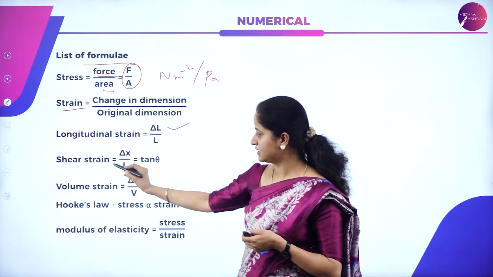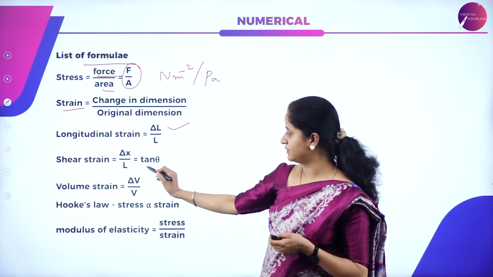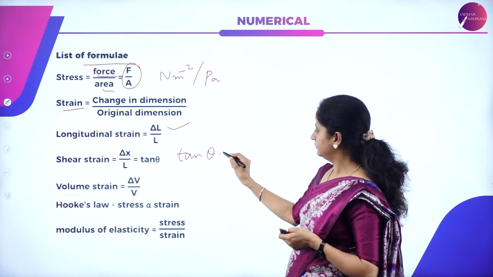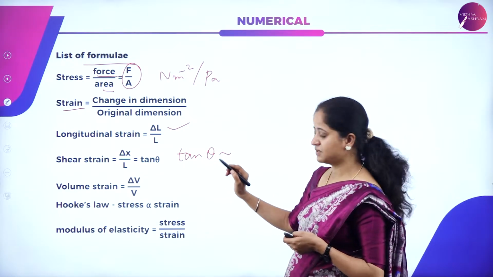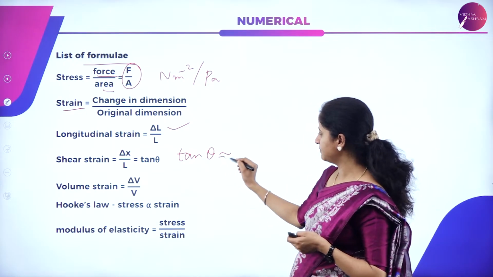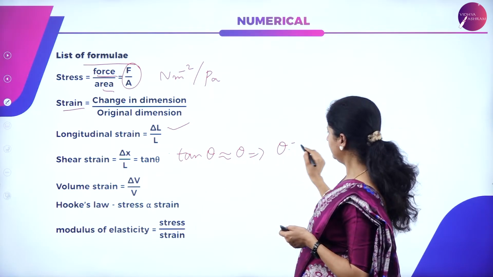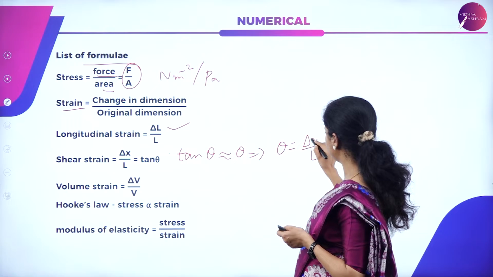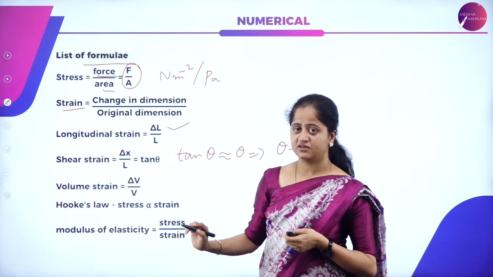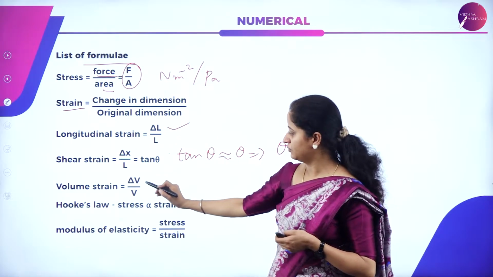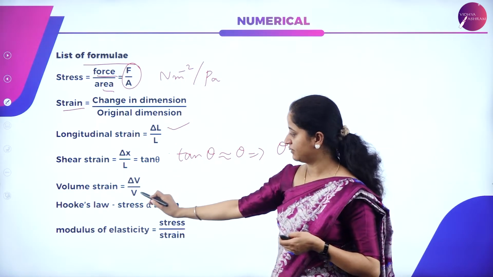Next is shearing strain. It is given by delta x by L, which is equal to tan theta. Since the angular displacement is very small, this tan theta can be written as theta. So the formula becomes theta is equal to delta x by L, the formula for shearing strain. Next one is volume strain. Volume strain is nothing but change in volume to original volume, that is delta V by V.